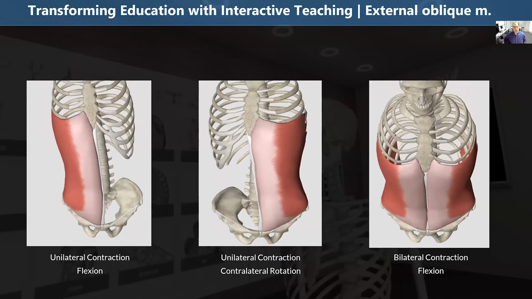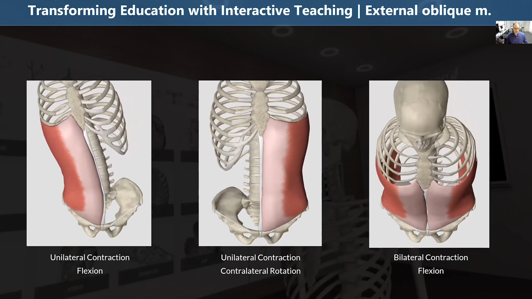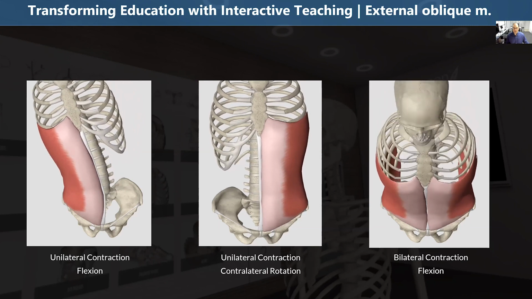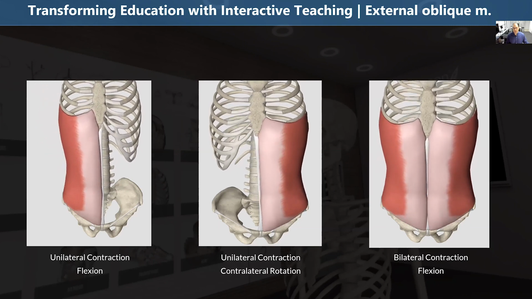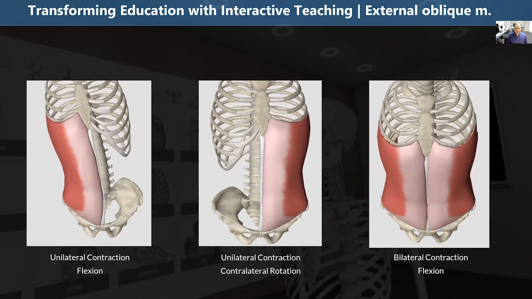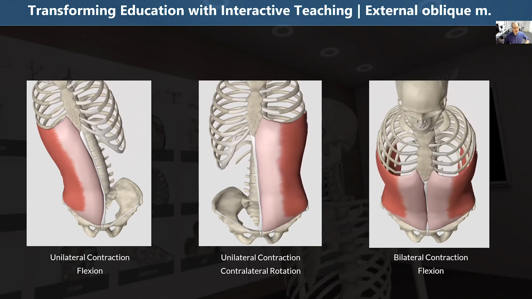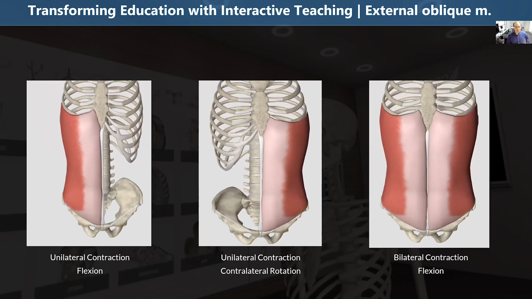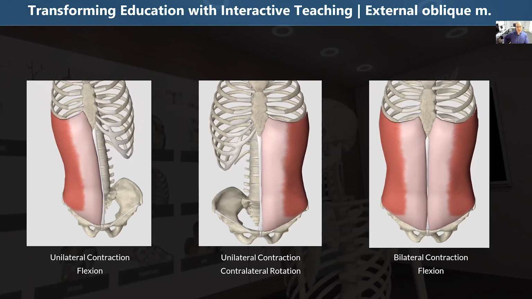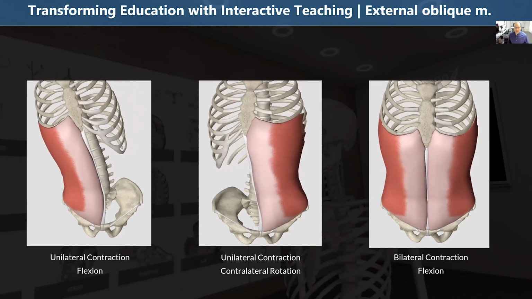In 3D Organon, in the actions module, in the muscle actions, we have a very detailed actions module, and we show the muscles from different muscle fiber attachment and orientation. Let me explain what I mean. For example, let's take the external oblique muscle. If some specific fibers contract, we have unilateral contraction, flexion to the side. When some other fibers contract, for example from the opposite side, you have a contralateral rotation.